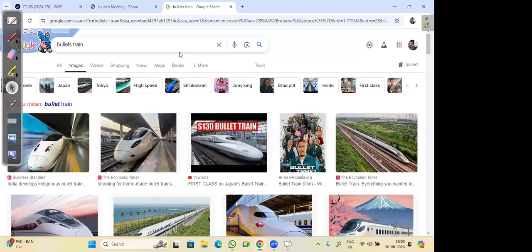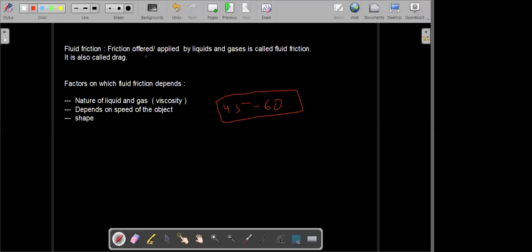Sir, airplane, like. Yeah, airplane. You must have seen the aeroplane. The shape of the aeroplane is also an aerodynamic design. Yes, sir. So everywhere the shape matters. So the shape matters for friction. So I hope everyone has understood about fluid friction. For fluid friction, the factors on which it depends are the nature of the liquid or gas. It depends on the speed of the object. It depends on the shape of the object. Got it?